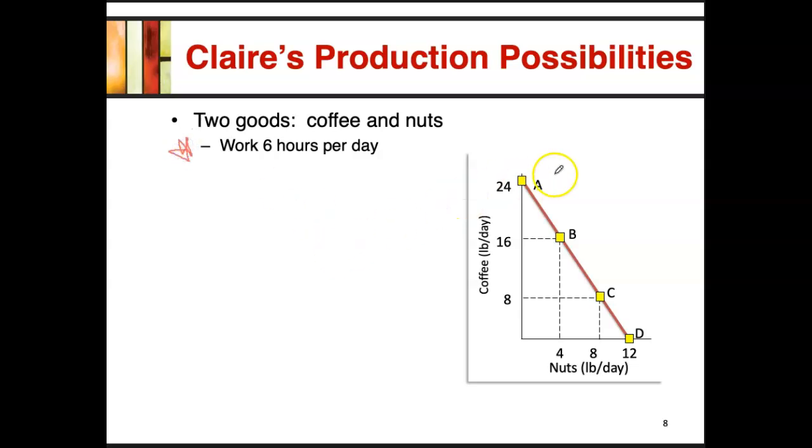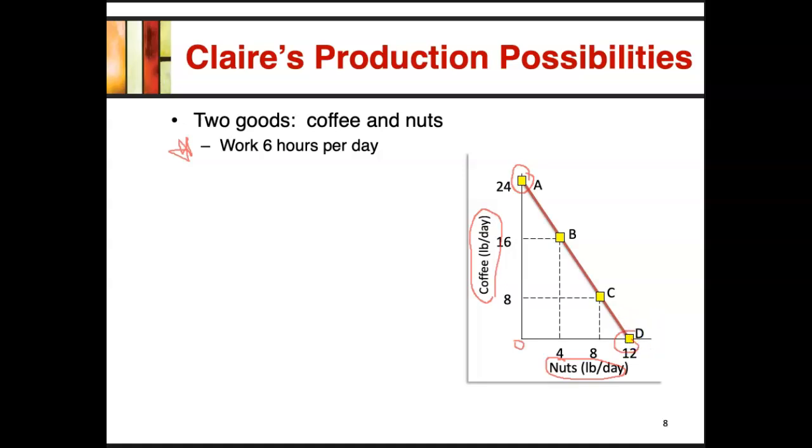Now if Claire uses all her 6 hours to produce coffee, she'll produce 24 pounds in a day. So we have coffee on our y-axis, and we have nuts on our x-axis. So that's 6 times 4, 24, so it would be our point A. So we have 0 nuts and 24 pounds of coffee. If Claire uses all her 6 hours to produce nuts, she'll produce 12 pounds in a day. So that's 6 times 2. So she'll produce 0 coffee and 12 nuts.